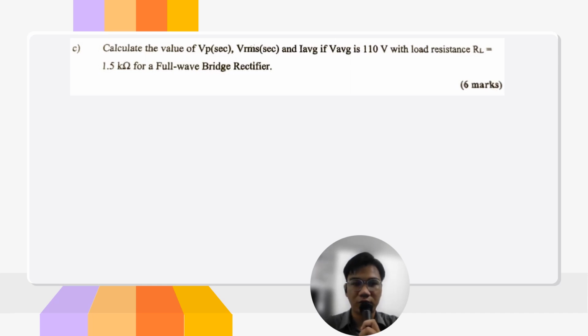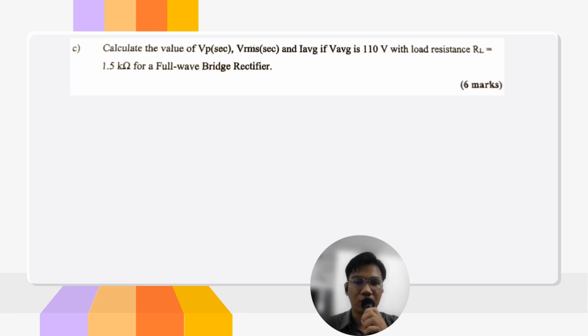For question 1, I chose question C, and this is the question. Calculate the value of Vp secondary, VRMS secondary, and I average if V average is 110 volt with load resistance RL equal to 1.5 kilo ohm for a full wave bridge rectifier. So we're going to do this step by step.